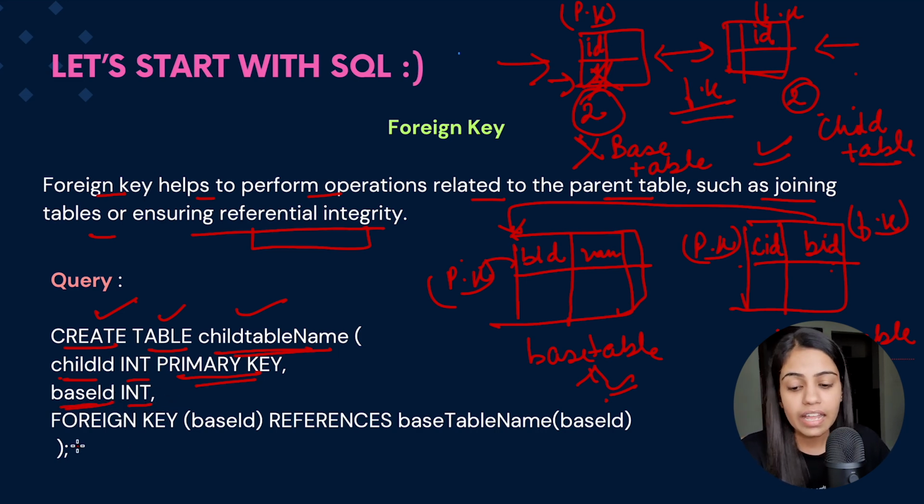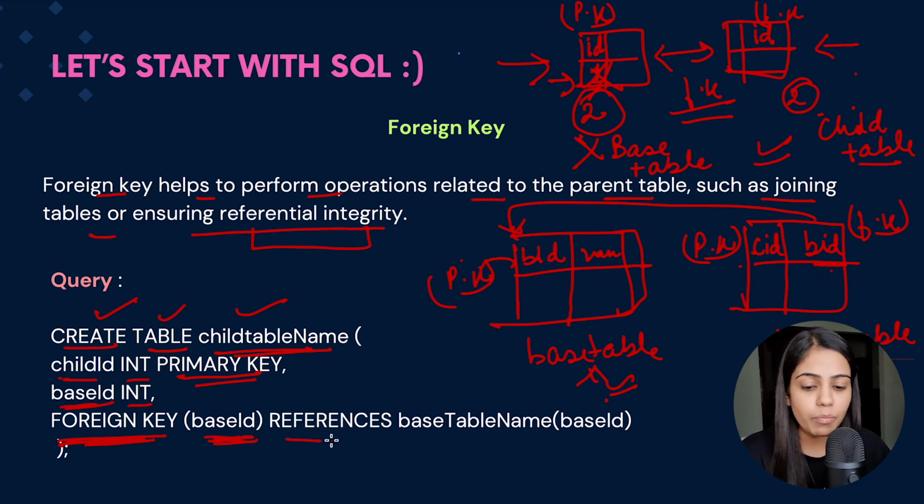that is integer. Then we will give this foreign key, like we will tell the database that this particular column is going to be my foreign key. So I will provide this foreign key name, and then I'll provide which column in the child table we want to be a foreign key, that is base ID. So I'll provide the base ID, and then here I'll provide references.